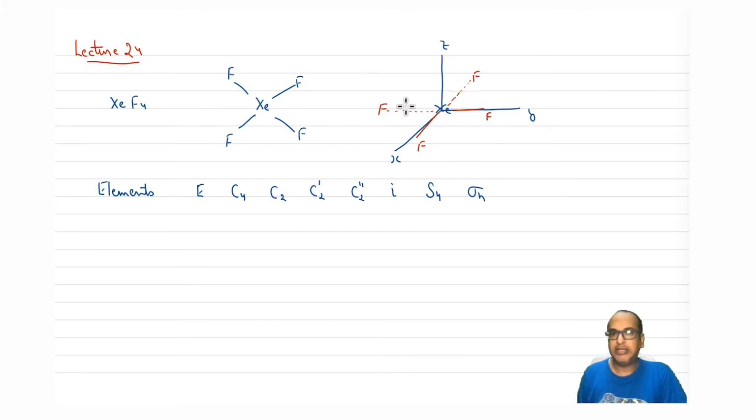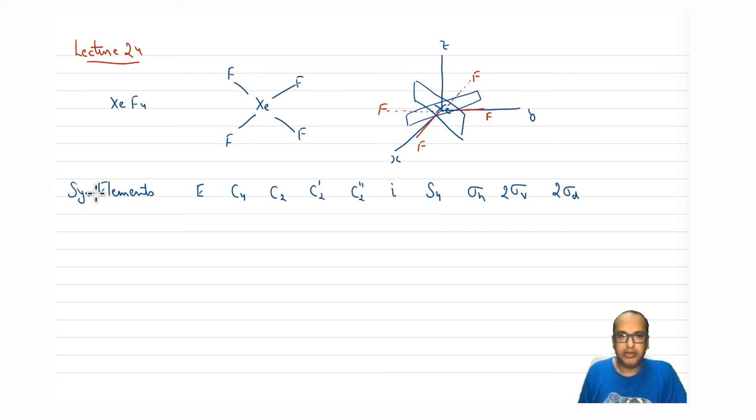Okay, then what else do we have? Sigma h is the molecular plane, which is lying along the XY plane. Then we have sigma v, which will be lying along, there will be two sigma v's, right? Which will be lying along the XZ plane and the YZ plane. Then we have two sigma d's, which will be bisecting the XY axes and containing the Z axis. So it will be something like this, right? And similarly, we have another sigma d, which will be bisecting X and minus Y. So something like this, right?